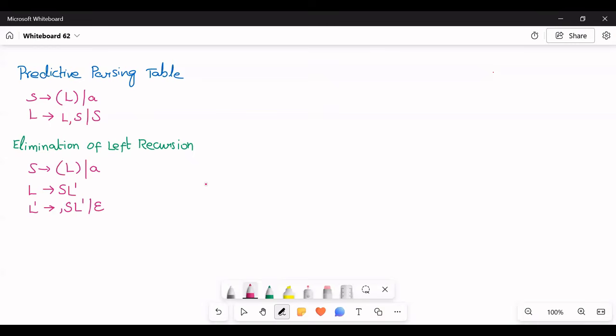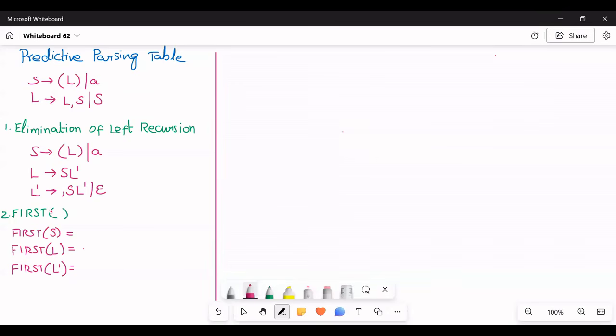Now we need to do the first and follow functions. So here, first of S, first of all non-terminals should be found. There are three rules for first. First of any terminal symbol is the terminal symbol. Suppose we are finding x tends to epsilon, and first of x means epsilon. First of a terminal symbol is the first rule. The second rule is if x tends to epsilon is a production, then first of x is epsilon.